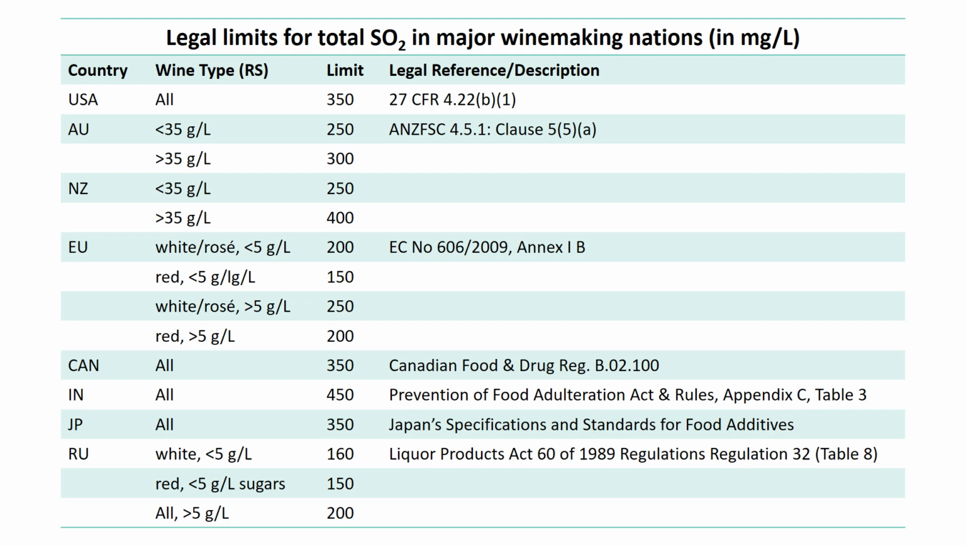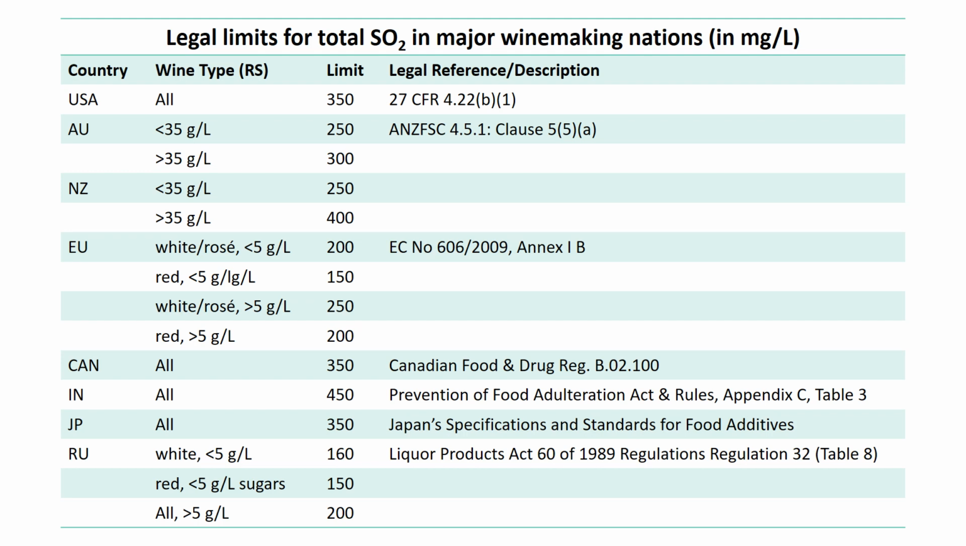Here is a chart with different legal limits for total sulfur dioxide in major winemaking nations. This chart was adapted from Cornell University's Extension Agency. The reason I've included this chart is looking at the examiner's report for these kind of questions involving sulfur. They're asking students to have an understanding of the different legal limits in different countries. And this is a really interesting chart because many countries make a differentiation between sweet wines, white wines, and red wines. And this is important from a winemaking perspective.